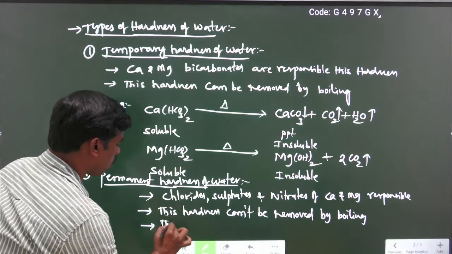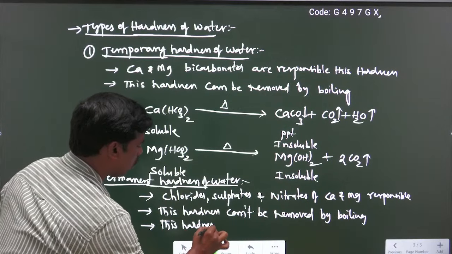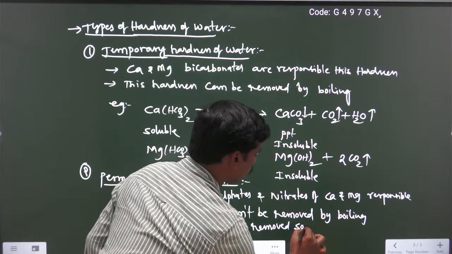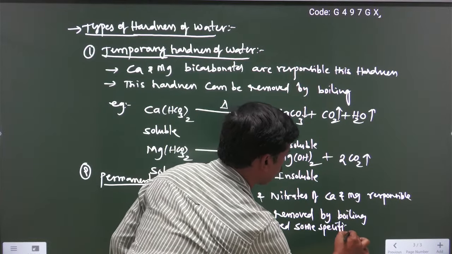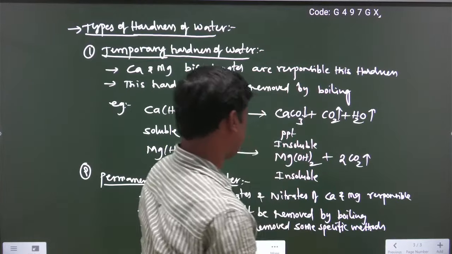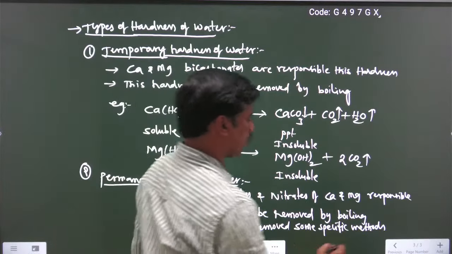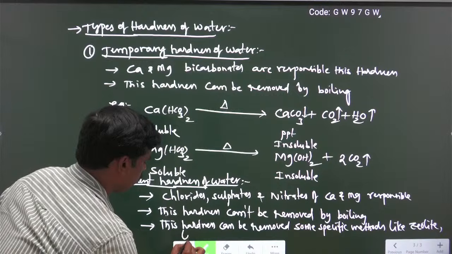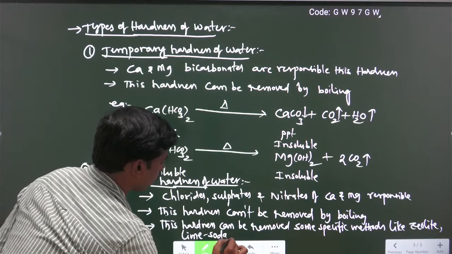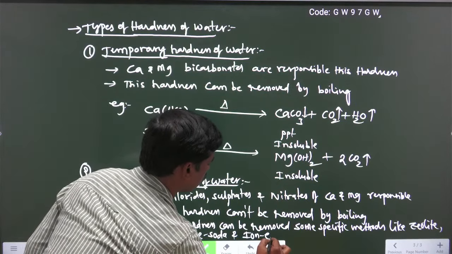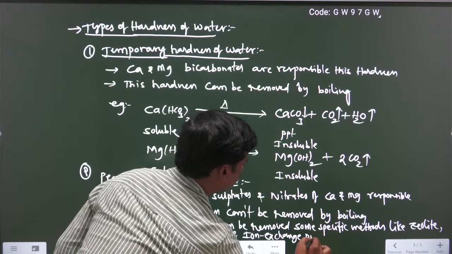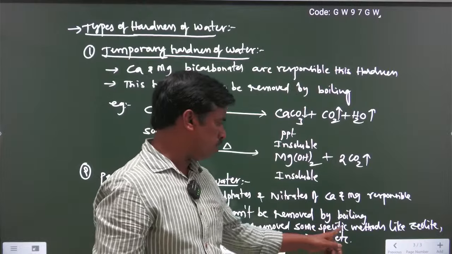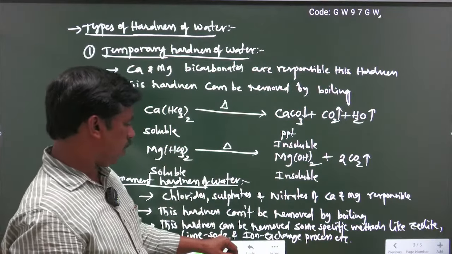This hardness can be removed by some specific methods like zeolite method, lime soda and ion exchange process, etc. Here what are the methods? This hardness can be removed by some specific methods like zeolite, lime soda and ion exchange process.